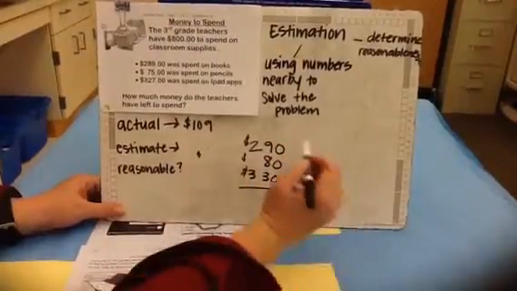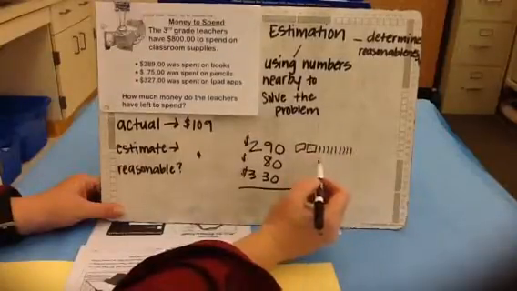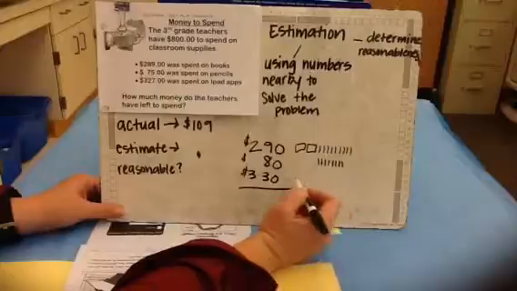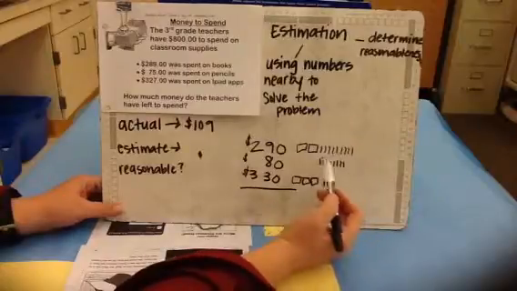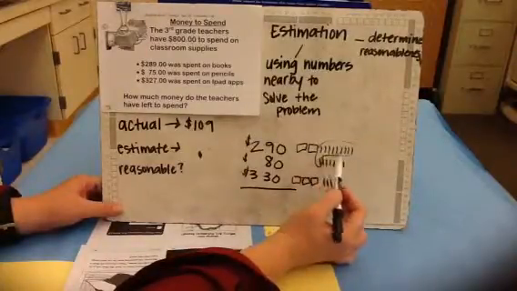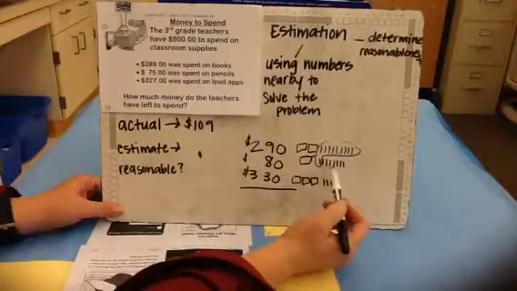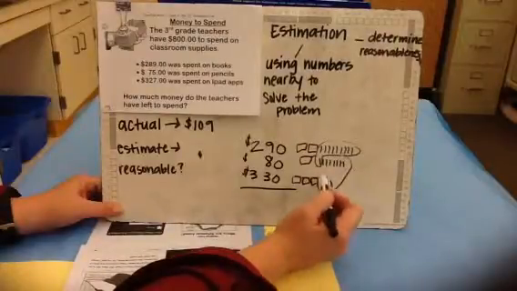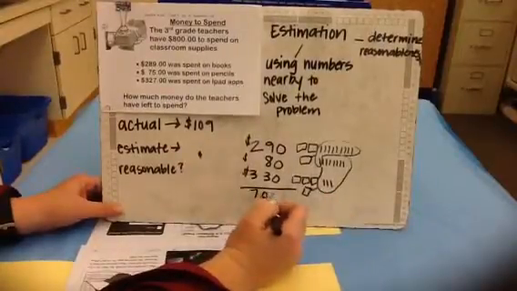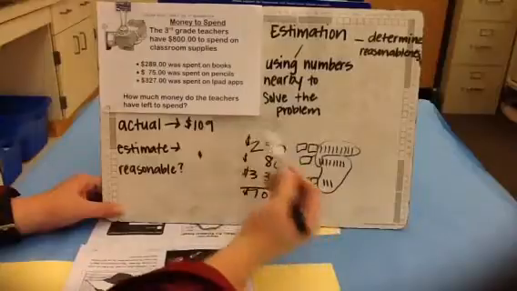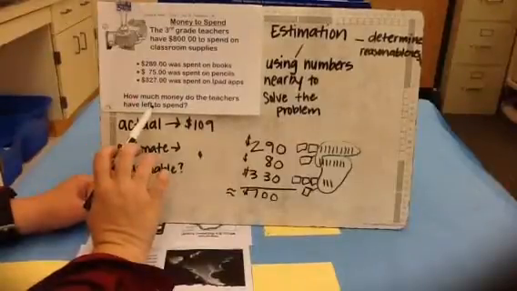that would be 290, 80, and 330. Let me do some regrouping here. So I have 9, and one more would give me a new 100. So I've done that. And then 1, 2, 3, 4, 5, 6, 7, 8, 9, 10. Oh, I can make another 100 here. So I have 1, 2, 3, 4, 5, 6, 7. So this number, though, is not my answer. I've spent about $700. But the question is, how much money is left to spend?